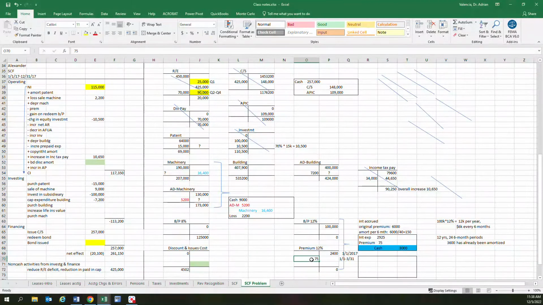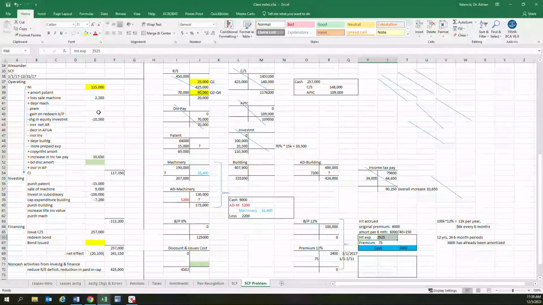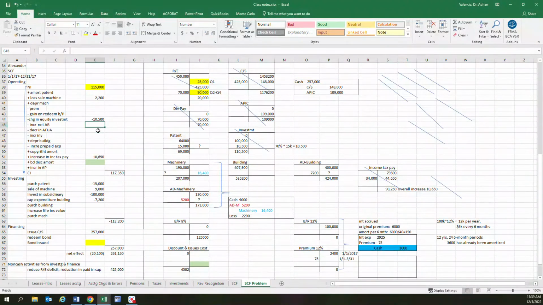The amount of cash has already been reflected in the cash balance, and this is also already reflected in net income. But here's the thing. Net income was reduced by only $29.25, but the cash outflow was $3,000. So we need to go in there and reduce the premium from the operating activities. If you notice, I have here minus premium. I'm going to put this as minus $75.